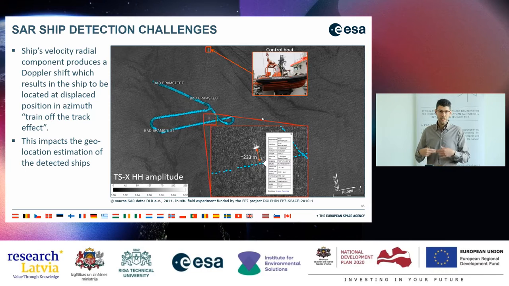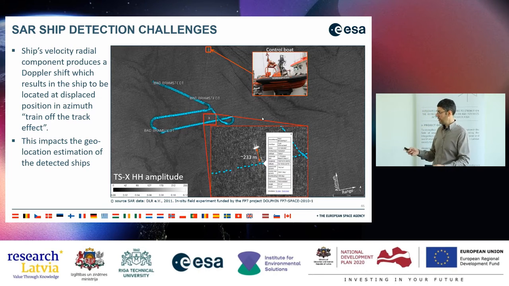Because the component of velocity creates a Doppler shift, and in the SAR image formation, you're assuming that everything is static, and this Doppler shift then produces this shift. So if it's moving toward the radar, it goes up. If it's moving away from the radar, it goes down.